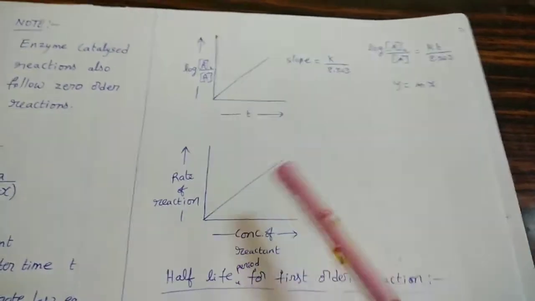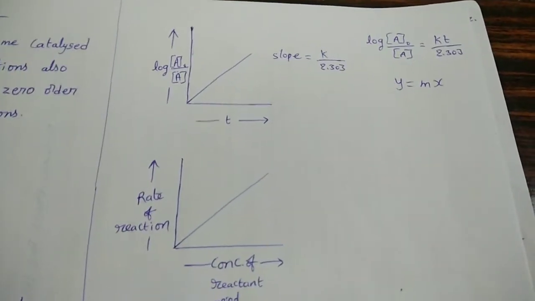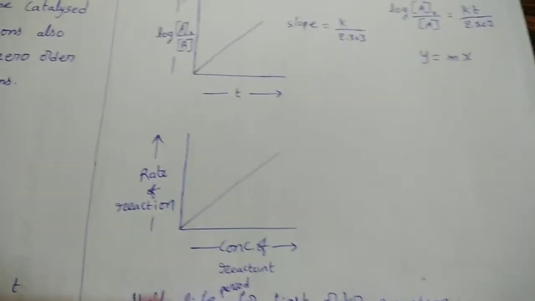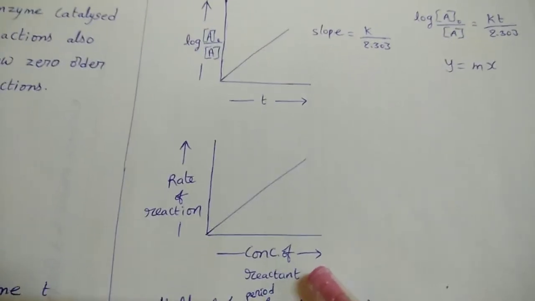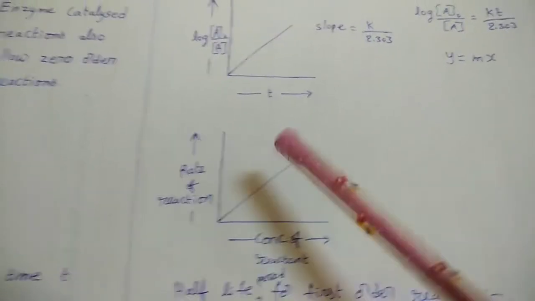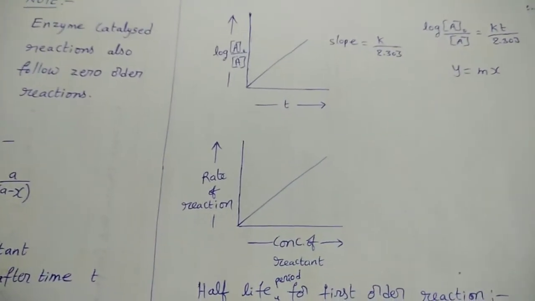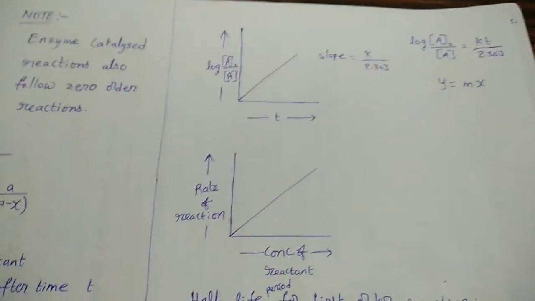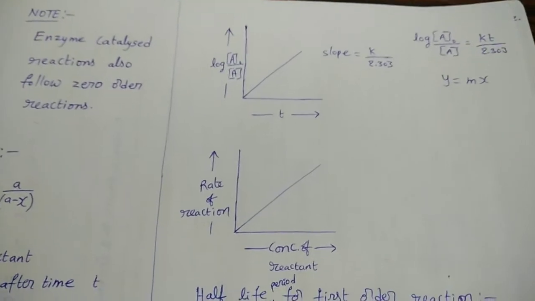Next, the graph between the rate of reaction and concentration of the reactant in case of first order. For that also we can get a straight line passing through origin. Remember these graphs without any confusion. There is a chance to ask a question based on these graphs.